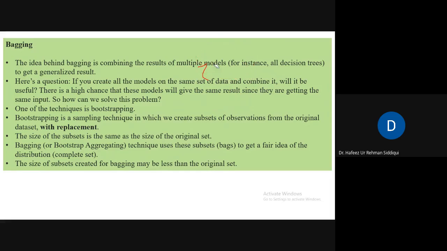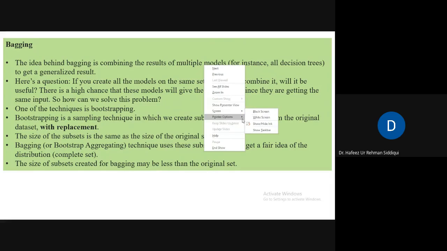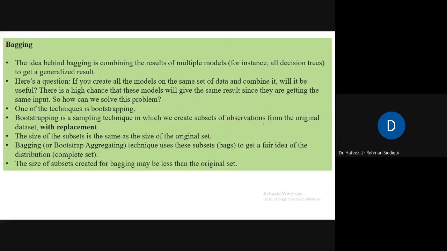This will be done by the algorithm by itself for you. The size of the subset is the same size as the original set. Bagging techniques use three subsets. It uses these subsets to get a fair idea of the distribution. The size of subsets created for bagging may be less than the original set.